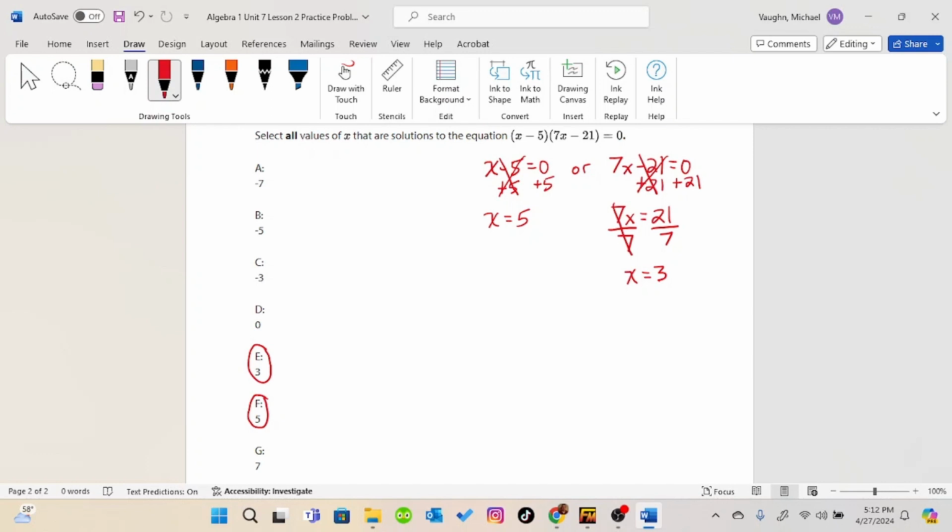If x equals 3, then 7 times 3 is 21, and 21 minus 21 is 0. Then 0 times x minus 5 is 0, and we find our solution.